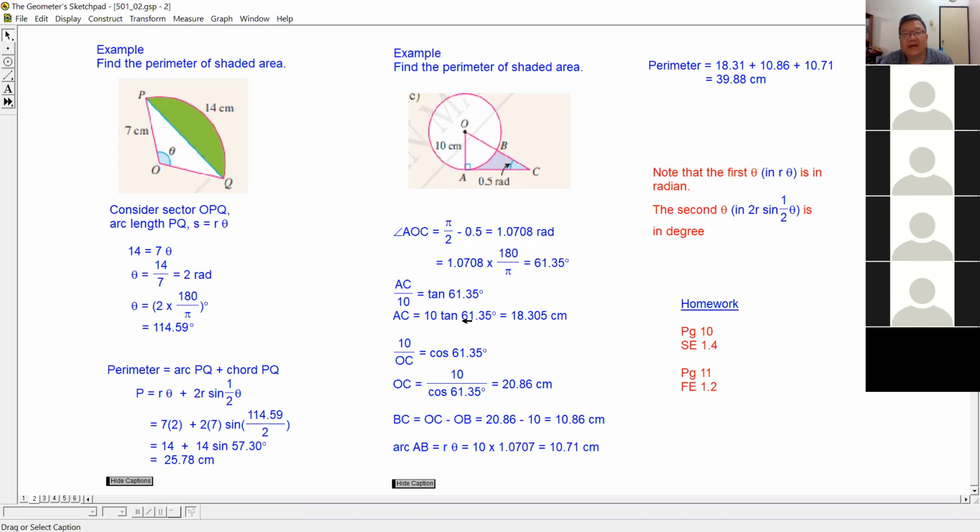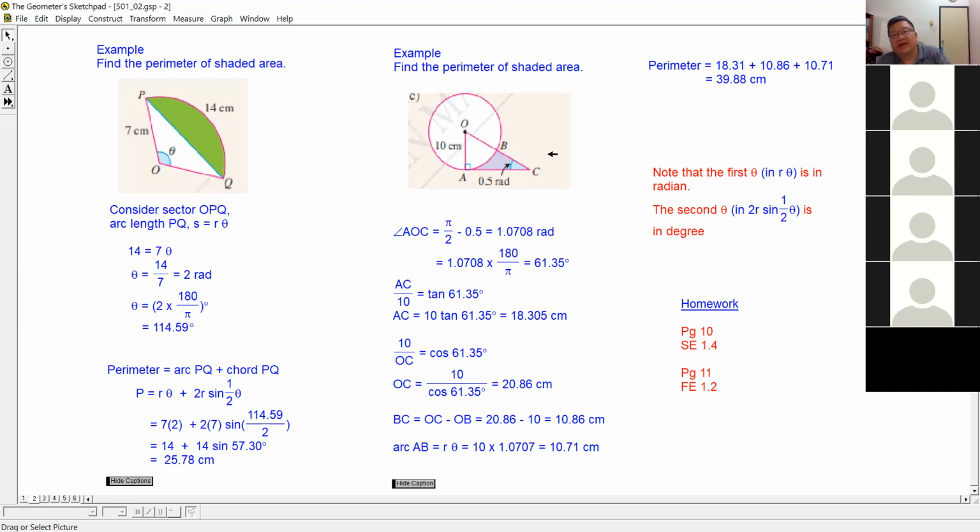AC is 10 tan 61.35, which is 18.305. So out of the three lines AB, BC, and AC, I found one already: AC, 18.3. Then another line I need to find is the line OC. I want to find OC.